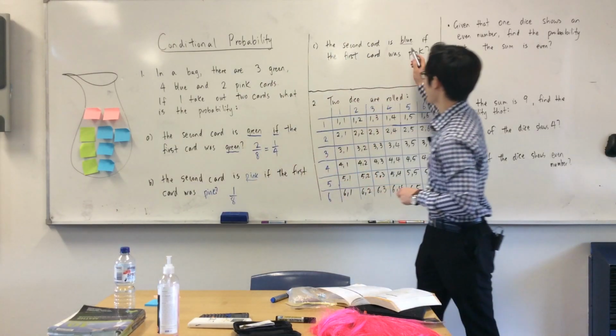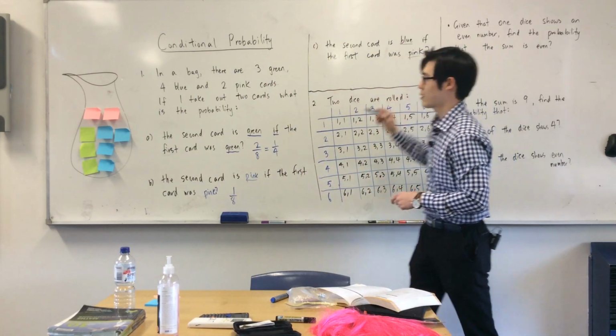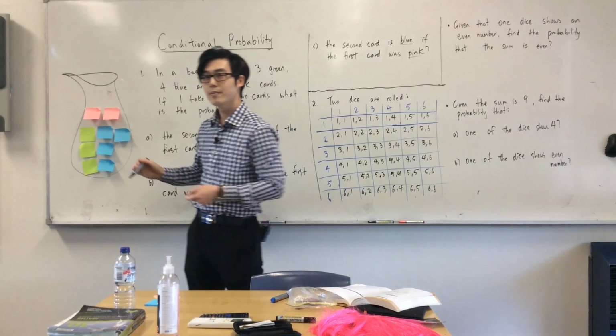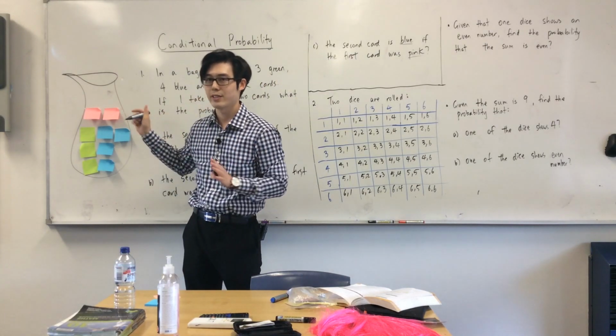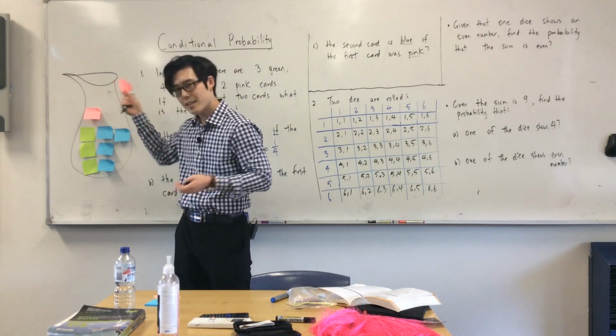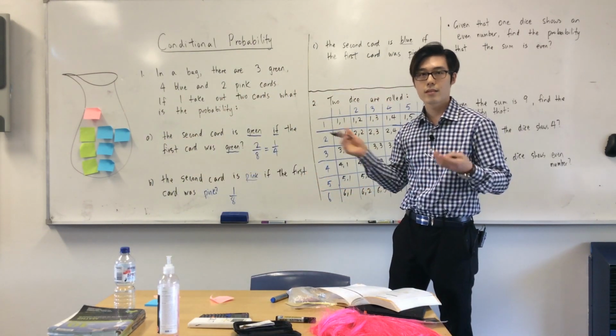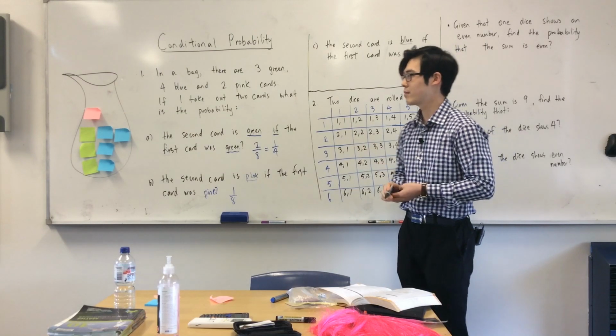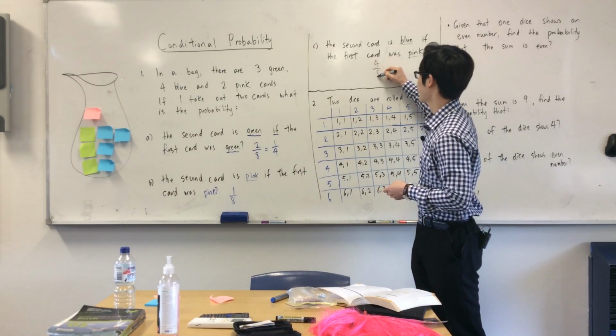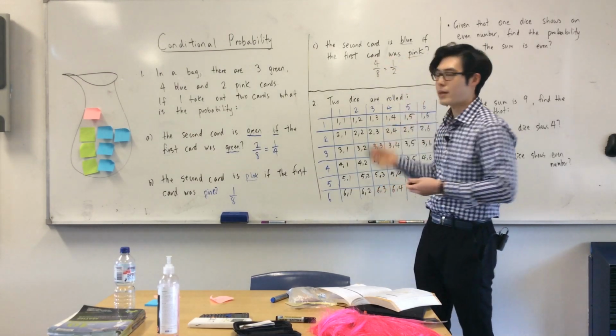What's the probability that the second card is blue if the first card was pink? So what do I need to do in this scenario? With a diagram, what do I need to do physically? Take out the pink card, and now they're asking you what is the chance? How many blue cards are there? So what is it? 4 out of 8. Yeah, that's all it is. So it's just about reading the question carefully.